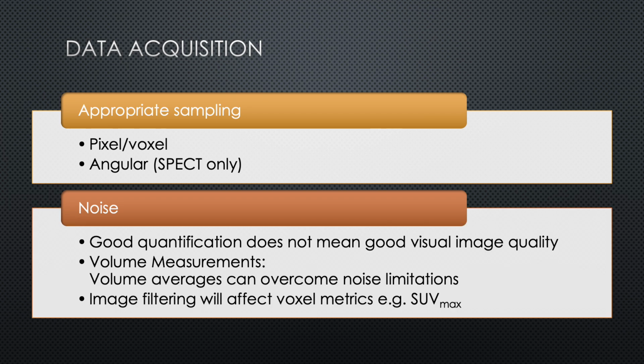We've got to be mindful of noise in our data acquisition. What I would say is that good quantification does not always mean good visual image quality. When we start blurring things, we will affect metrics such as SUV max. So filtering's not always great. And if we're drawing a volume of interest, then even though the image might look noisy, we're averaging the uptake in those particular volumes, which can overcome some of our noise limitations.